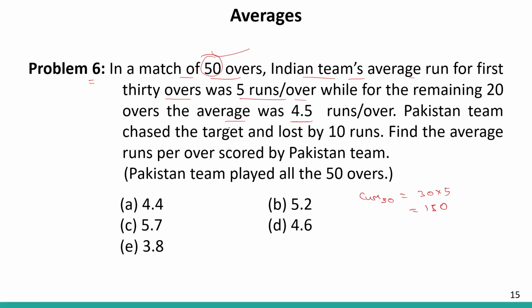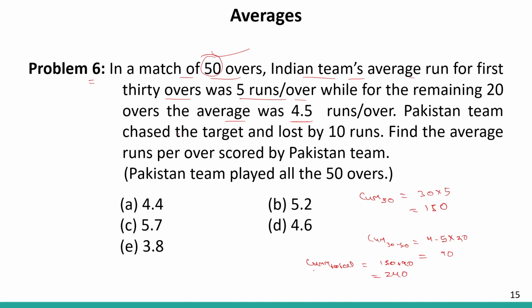While for the remaining 20 overs, the average was 4.5. So cumulative of 30 to 50, that is for the 20 overs, is equal to 4.5 into 20, that is equal to 45 into 2, which is 90 runs. So the cumulative total is equal to 150 plus 90, that will be equal to 240 runs. So at the end of the first innings, what India scored was 240 runs.